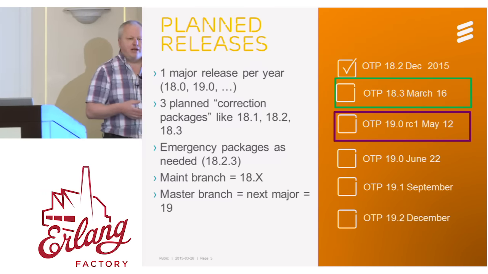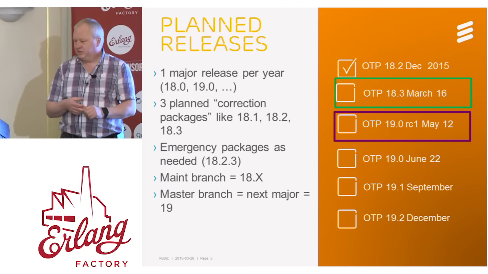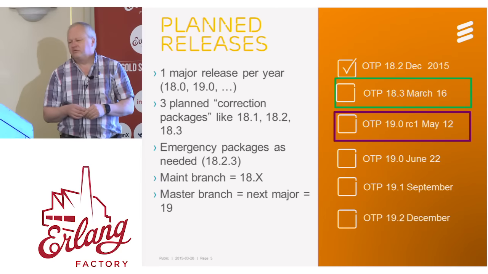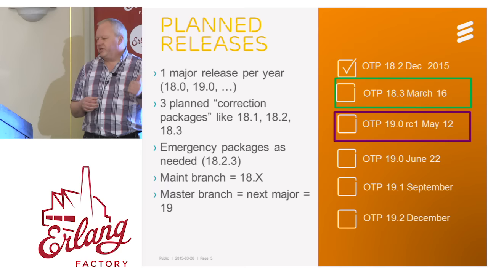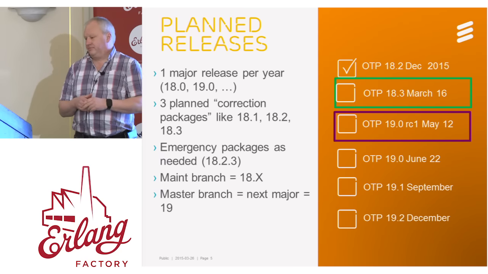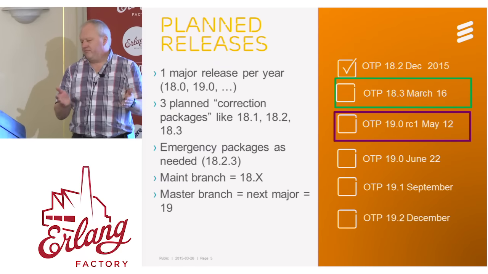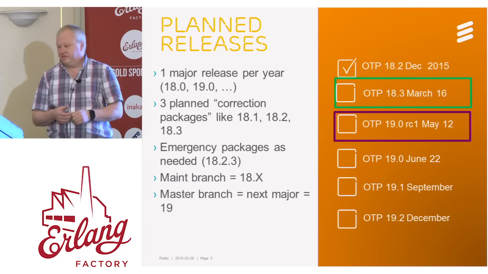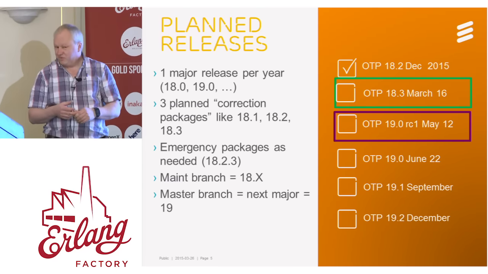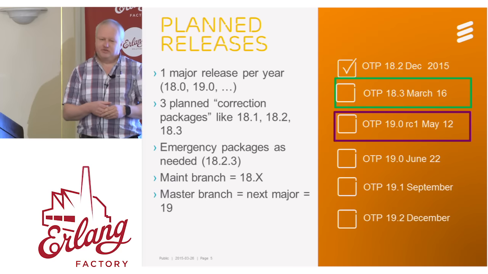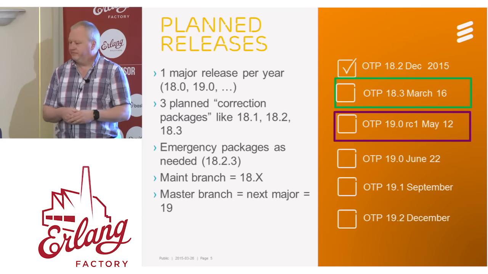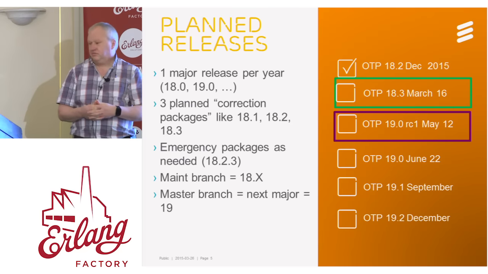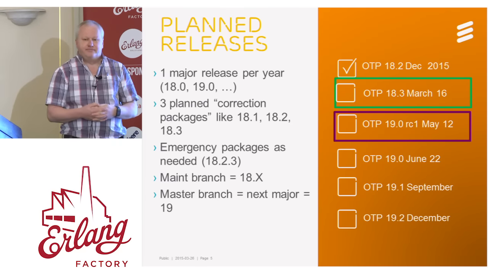Then we come to the planned releases. Our strategy with releases is that we have about one major release per year, and we have 3 planned so-called correction packages, which mostly contain bug fixes, but some smaller functionality. And then we have emergency packages, which are released as needed.